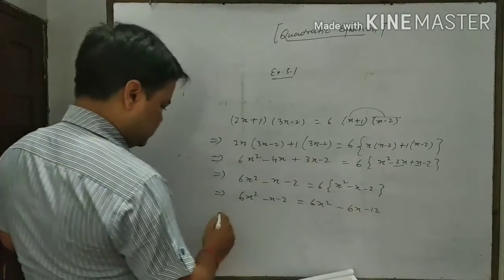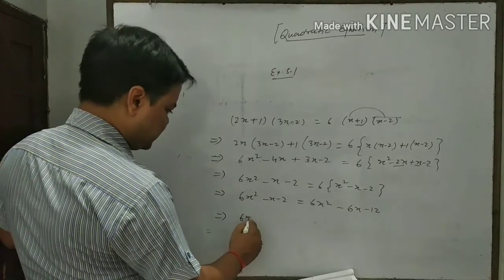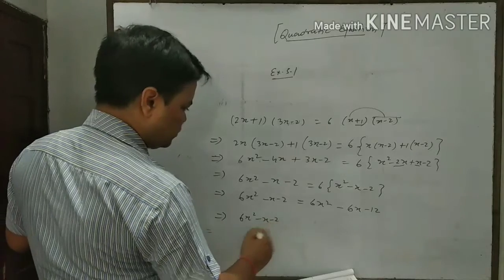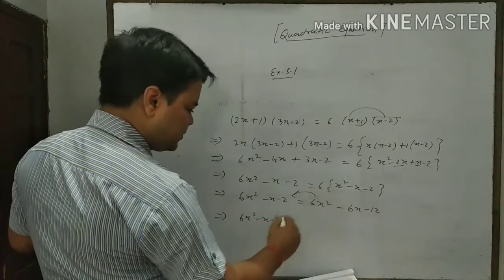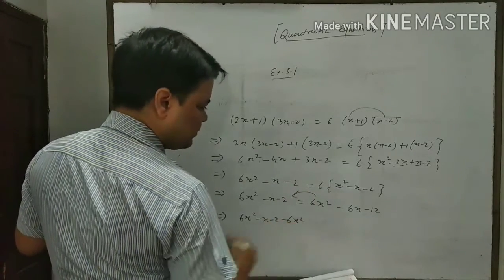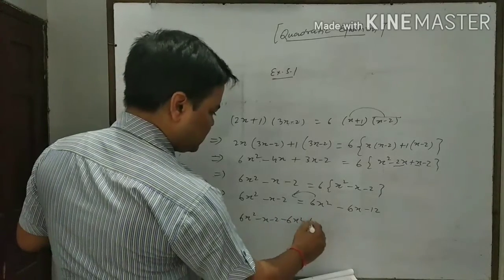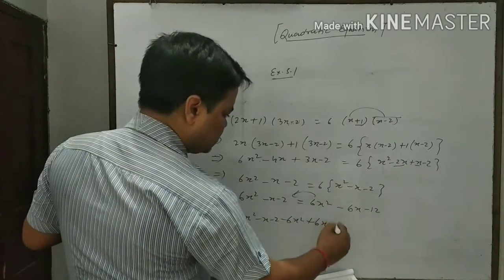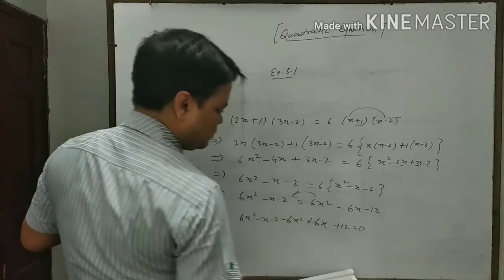Now transfer this to the left hand side, then it will be 6x square minus x minus 2. Here the sign will be changed, minus 6x square. Here the sign will be changed, plus 6x. The sign will change, plus 12 is equal to 0.